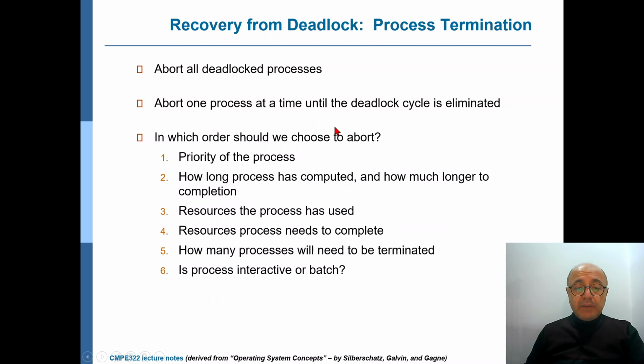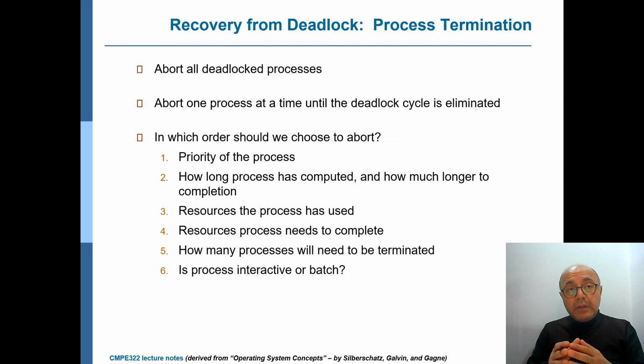Which process is to be aborted might also be decided according to these 6 concepts. One is you can look at the priority of the processes, and of course you don't want to roll back a process that is of high priority, so try to roll back a process that's of low priority.